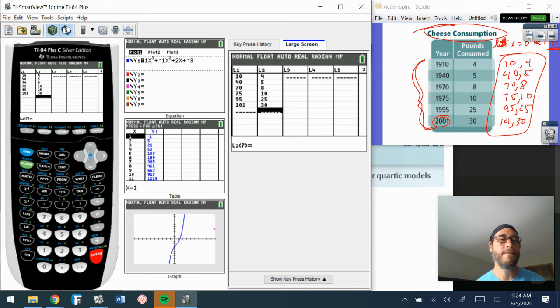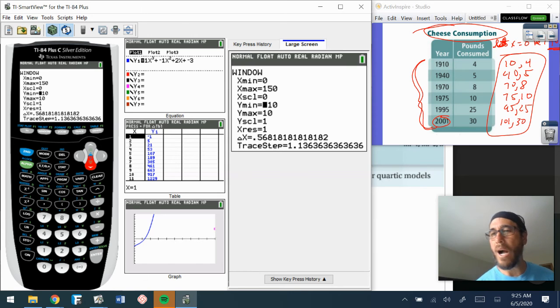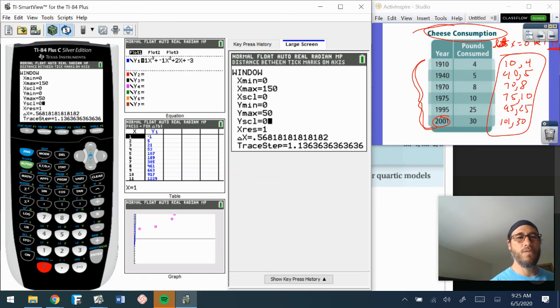Boom. Okay. Now remember, we're going to have to fix our window here because I do want to know what it looks like. And let's see, we went from 0 to 101. So I'm going to go like 150. Okay, remember our scales of 0 are always easier to deal with. And then what's our y? 0, and then I'm going to go maybe to 50, right? Because it went to 30. Okay, y scale of 0.